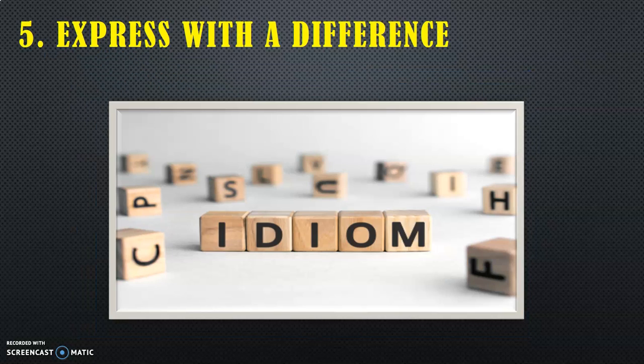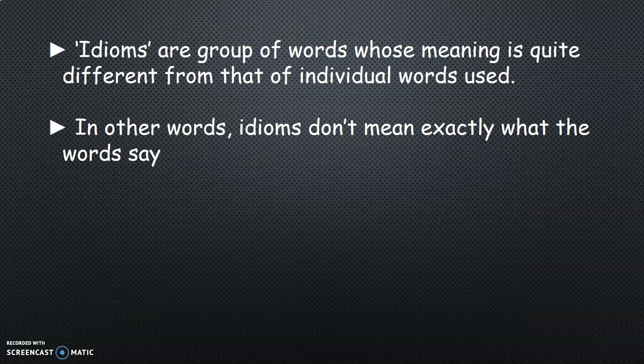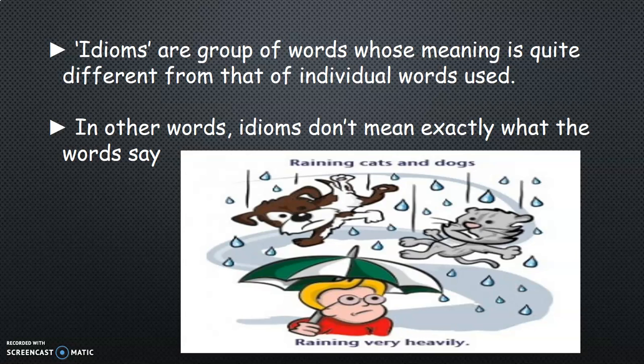that is express with a difference, that is idioms. Now what do you mean by idioms? Let's see. Idioms are a group of words whose meaning is quite different from that of the individual words used. In other words, you can say idioms don't mean exactly what the words say. For example, see, raining cats and dogs. That doesn't mean from the sky the cats and dogs are falling down, but it means it is raining very heavily.